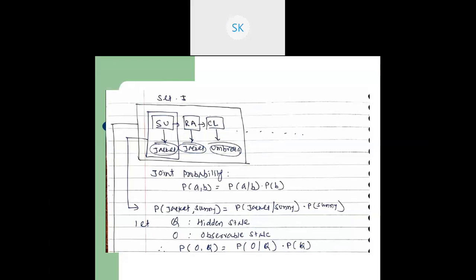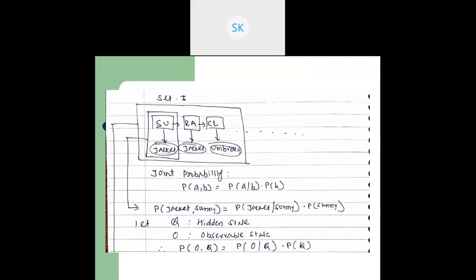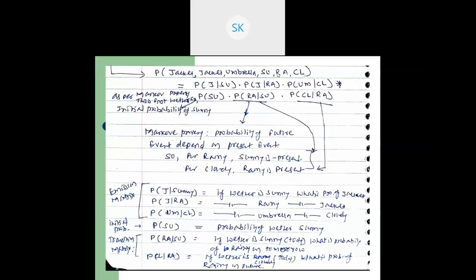So with respect to one, that is jacket and sunny. Now with respect to three, we have the observations jacket, umbrella, and the weather sunny, rainy, cloudy. So the joint probability of the complete state with respect to the three hidden states and the observations is equal to the probability of, don't look at any other part of this slide, look only at the first part, the first line, second line, and third line.